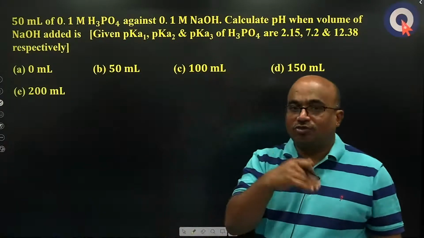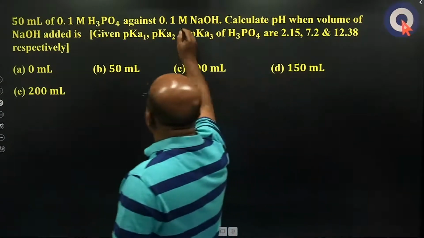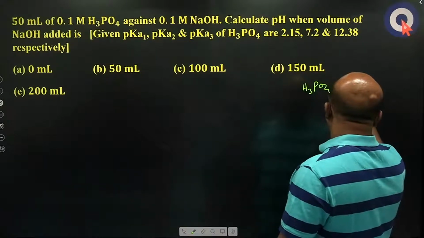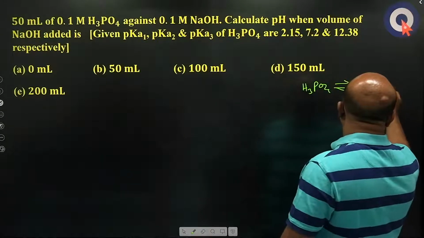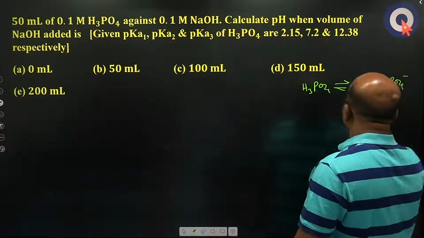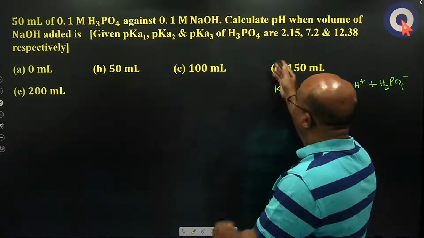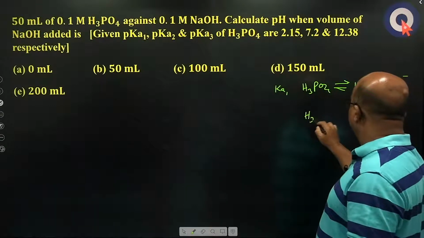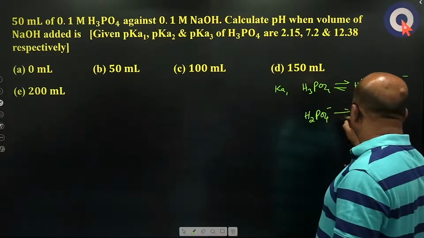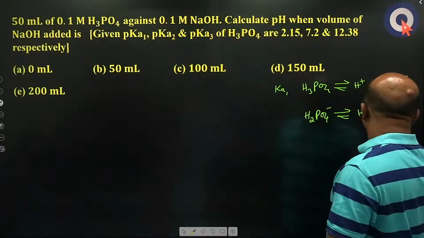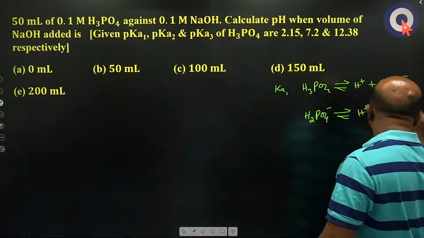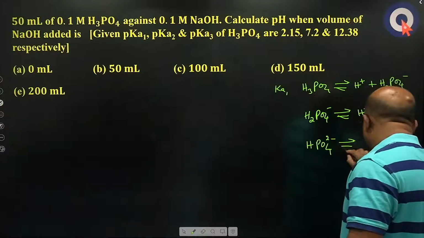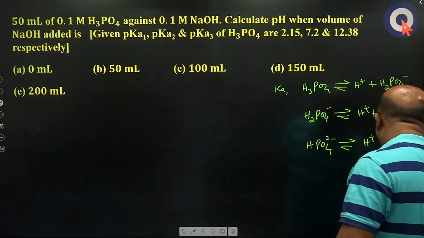So it gives first an H plus, then another H plus. If you write H3PO4, it is in equilibrium initially with H plus and H2PO4 minus, which is what we call Ka1. The values of pKa1 and pKa2 are given. Then this H2PO4 minus converts into H plus and HPO4 2 minus. Then this HPO4 2 minus converts into H plus and PO4 3 minus.